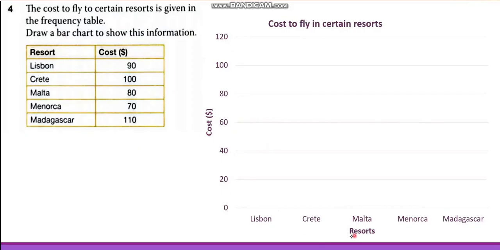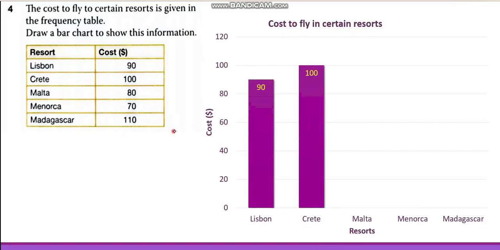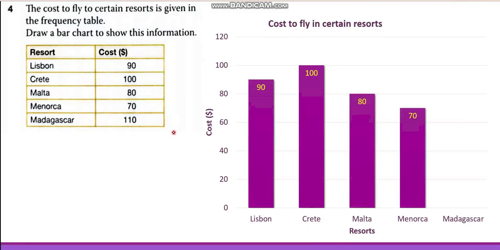I have also mentioned the labels, means x-axis and y-axis. The x-axis is labeled with resorts, means the names of the resorts, and the y-axis is labeled with the cost for each resort. And the title is also given over here, that is, cost to fly to certain resorts. So for the first resort where the cost is $90, this is how we can represent it with the bars on the bar graph.